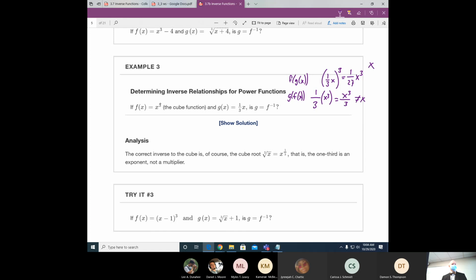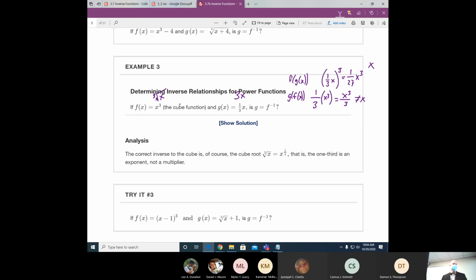Well, it's simple enough. What is the inverse of cubing? Well, it'd be the cube root. That would be the inverse, the proper inverse. The proper inverse of taking 1/3 of something would be multiplying it by 3, which gets me my x back. So some are simple enough.